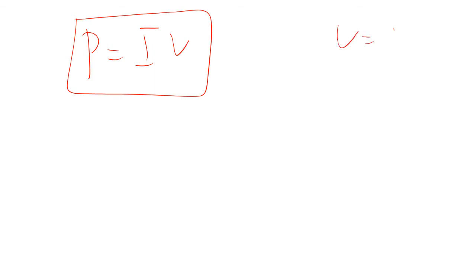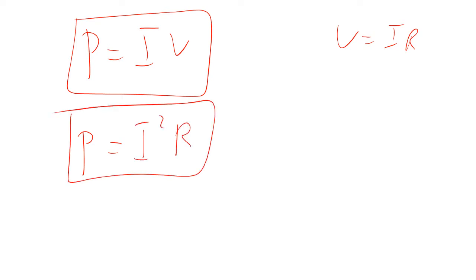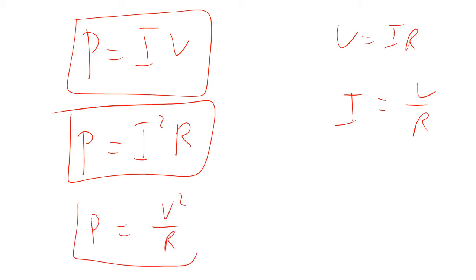Well, we know V equals IR, so we can also say P equals I squared R. So that's another way of saying the same thing. Or I equals V over R, so that means power is V squared over R. So these are three different ways of saying the same thing.